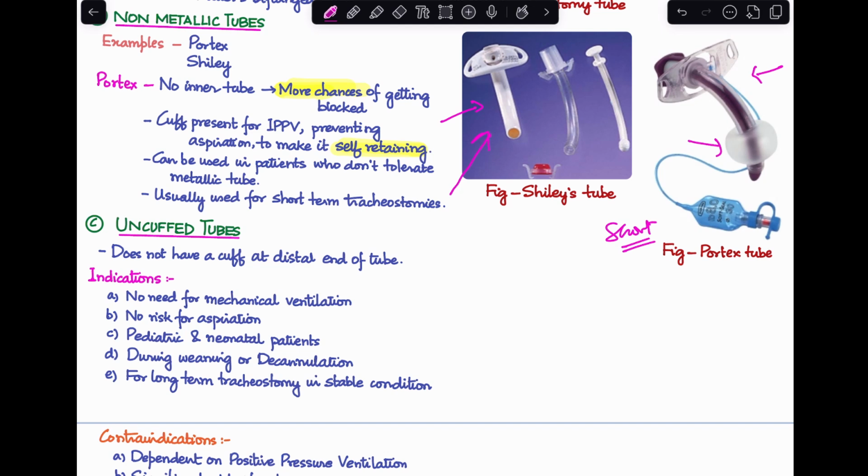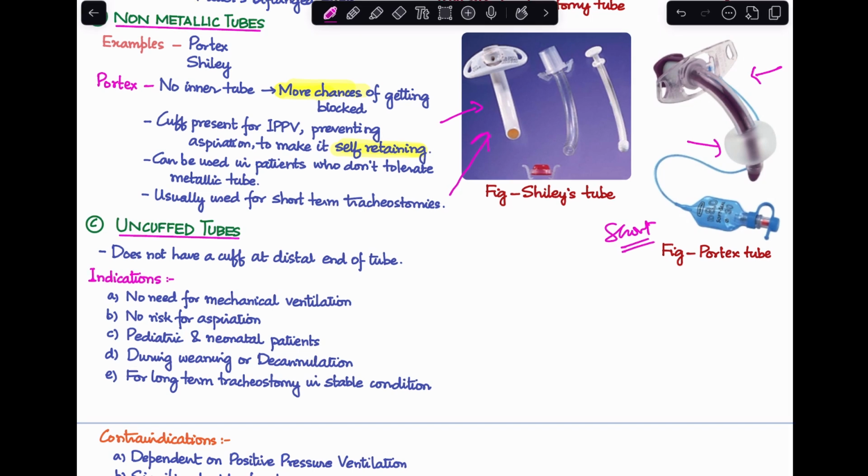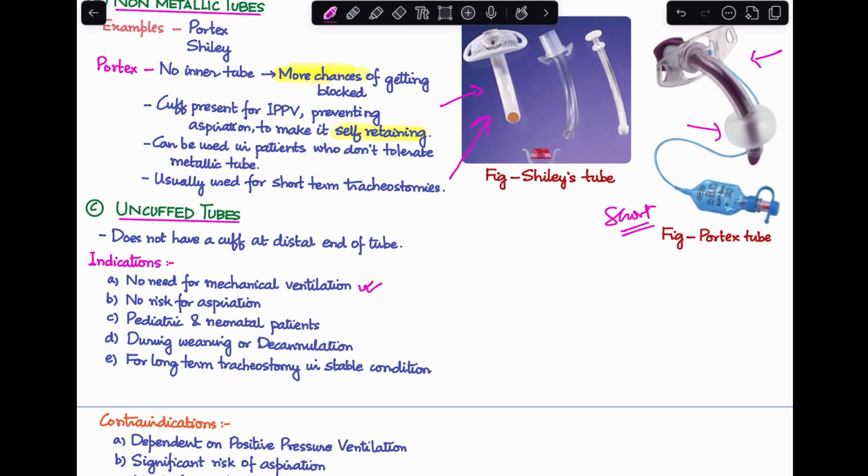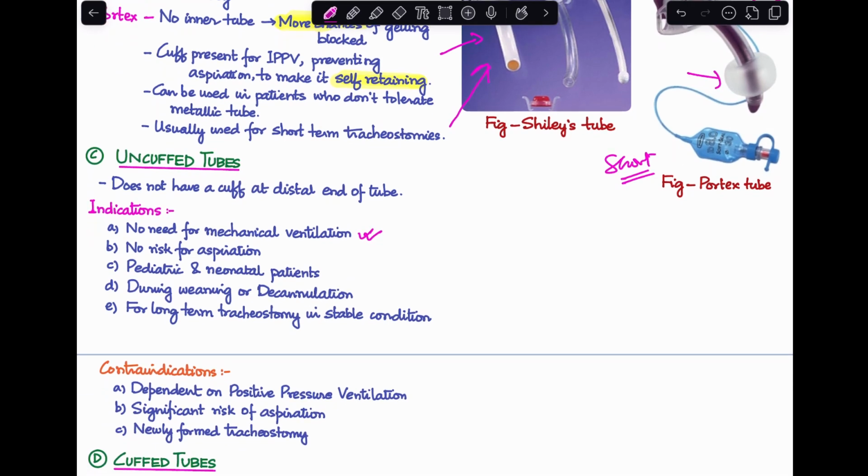Now, what are the indications of using an uncuffed tube? Indications of an uncuffed tube would be when we do not need mechanical ventilation. As I mentioned earlier, whenever you're putting a patient on mechanical ventilation, it is necessary that you use cuffed tubes in these cases. Second indication of an uncuffed tube, if there is no risk of aspiration, in pediatric and neonatal patients.